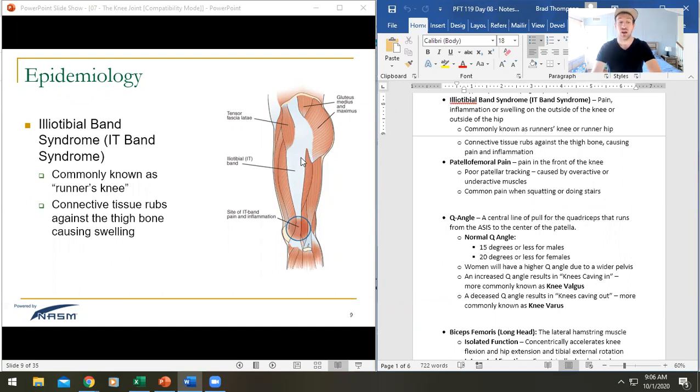So we'll see that happen, and that's very, very common, especially when we see excessive knee valgus. When we see those knees cave in, you're asking for IT band syndrome. So it's very common there.